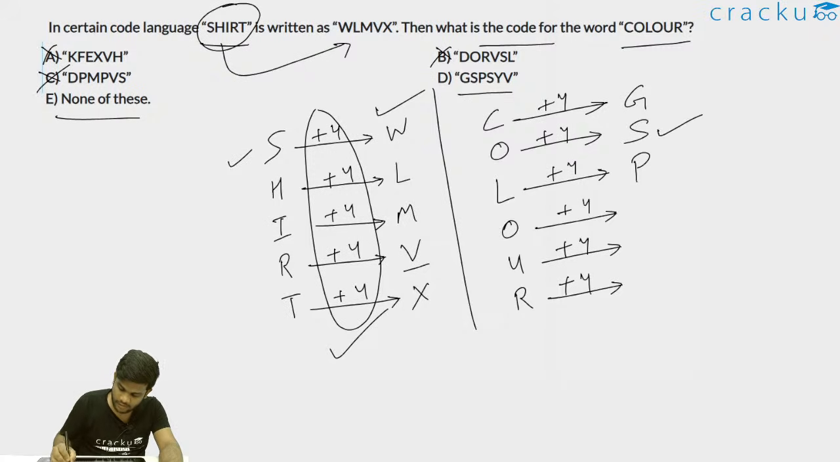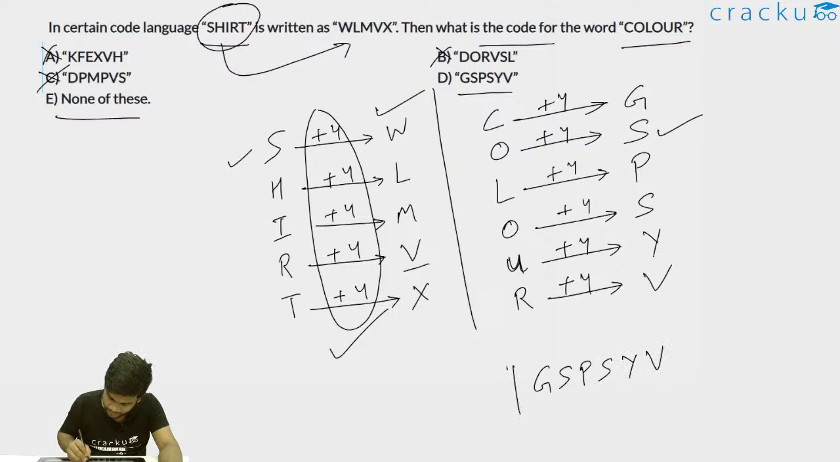After O, we have already found it, it is S. After U, it is U. After U, we will get U, V, W, X and Y. So we will get Y. And after R, we get S, T, U and V. So you will get G, S, G, S, P, S, Y and V.